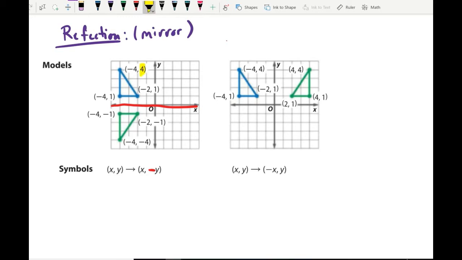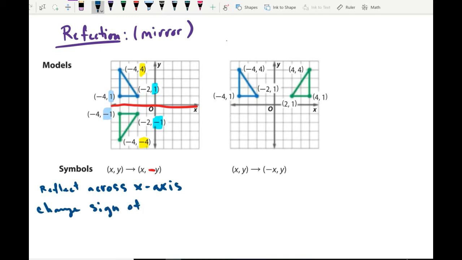What do I mean by that? Look at the blue picture: the original is positive 4. When you reflect this across the x-axis, it turns into negative 4. This point was positive 1; reflected across the x-axis, it turns into negative 1. And this one is positive 1; reflected across the x-axis, it is negative 1. So if you reflect across the x-axis, we're going to change the sign of y. Okay, similar for the y-axis.